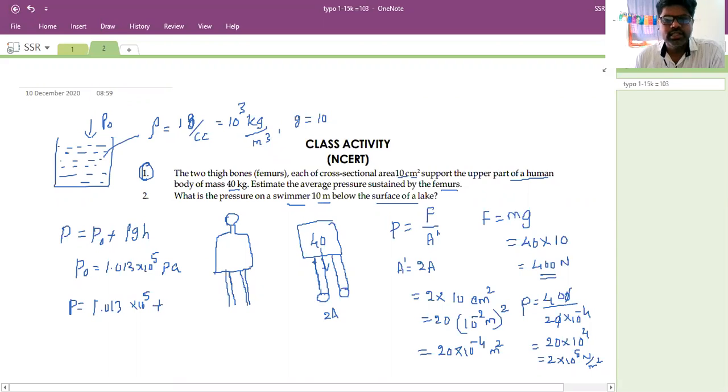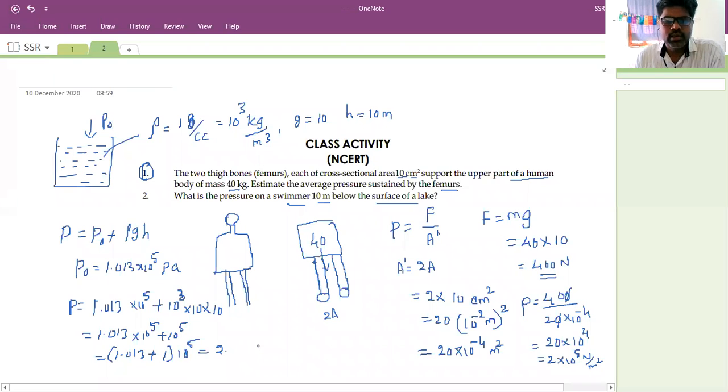And h is how much? 10 meter. Then you substitute rho g h. Rho is 10 power 3 in terms of SI unit, into g 10, into depth 10. So total 10 power 5. So 1.013 into 10 power 5 plus 10 power 5. So 10 power 5 common, 1.013 plus 1 into 10 power 5. So that is 2.013 into 10 power 5 pascals.